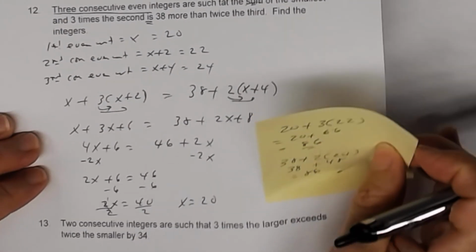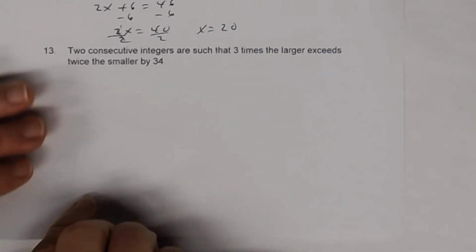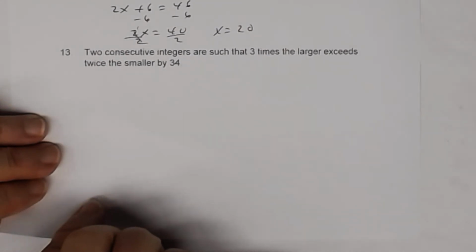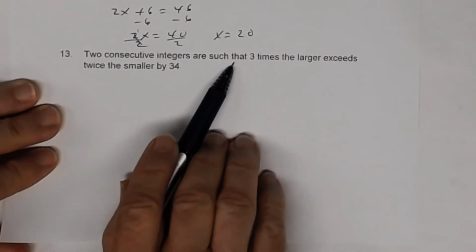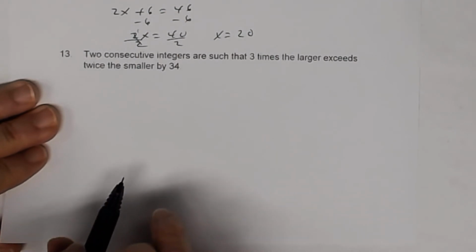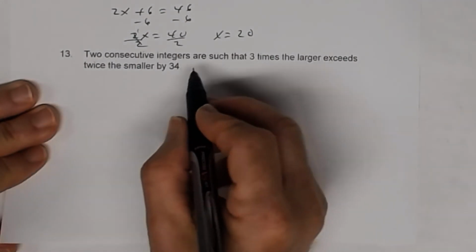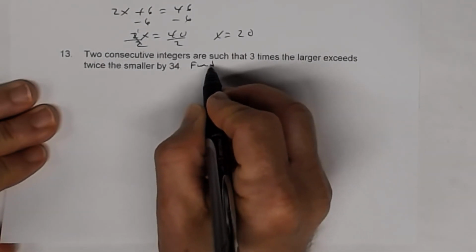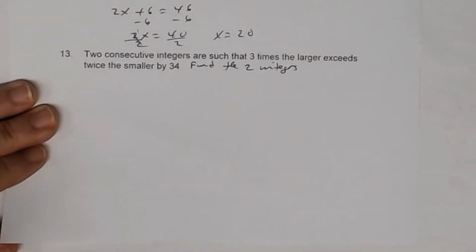Okay, and then finally, number 13. I think you should have enough examples to get you to understand the idea with the number and consecutive integer problems. So let's go to number 13. Two consecutive integers are such that 3 times the larger exceeds twice the smaller by 34. So you're dealing with consecutive integers, and I guess the statement should have been: find the two integers.